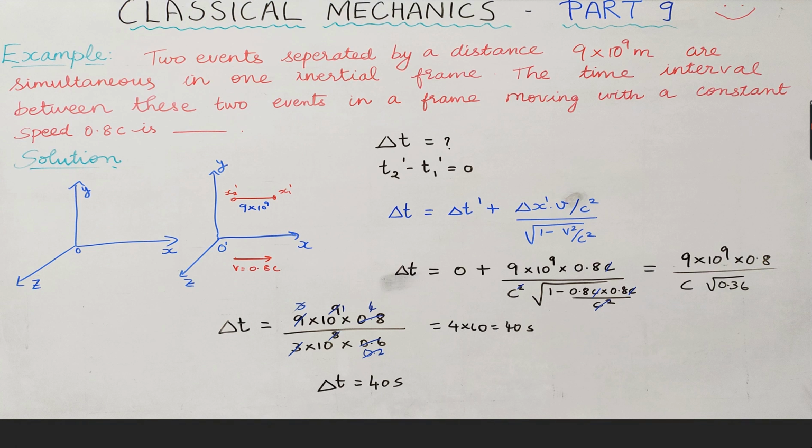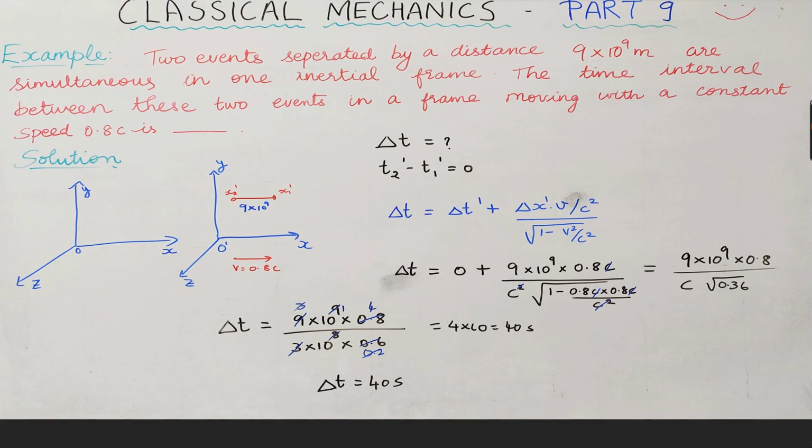And del t, we have to find del t. And we have v, which is 0.8 c. So on substituting in this formula, we get the following, and I get to know that the time interval in this frame is 40 seconds. So I hope you understand this.